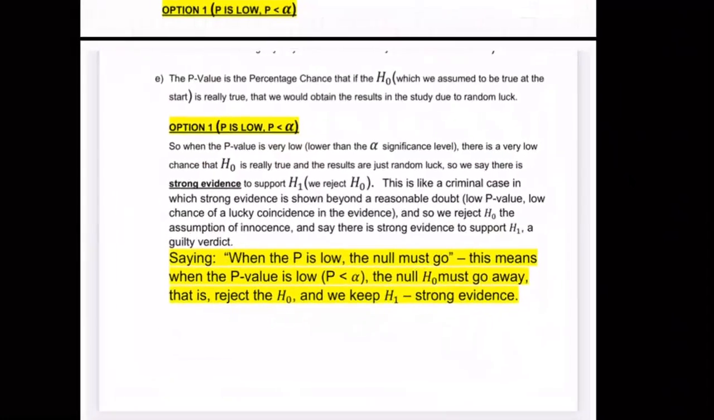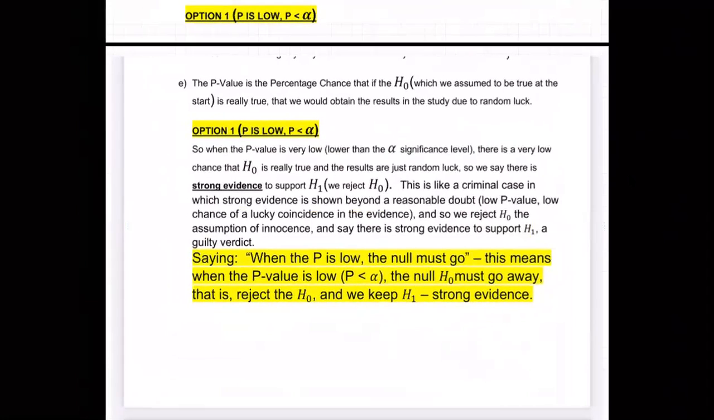So what are the 2 options for your conclusion? Well, I've made this, highlighted it, did all I could to make it as clear as I can for you. P is low, meaning P is less than alpha. Here's the saying: when the P is low, the null must go. This means when the p-value is low, less than alpha, the null must go away. That is, reject the null. We keep H1, strong evidence.